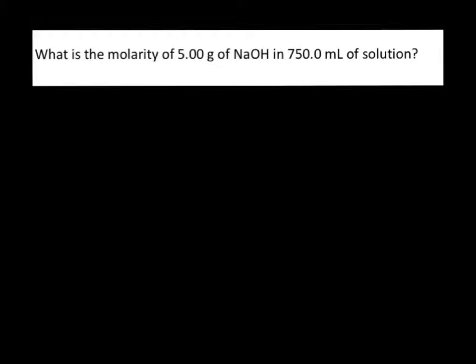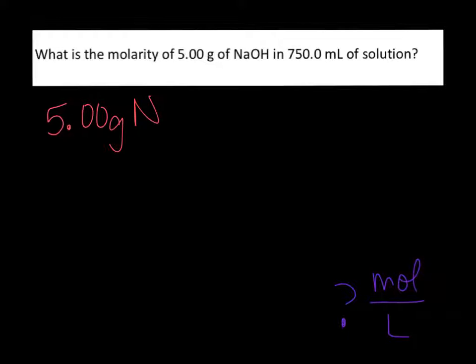Okay, so in this problem we've got 5 grams of sodium hydroxide that's dissolved in 750 milliliters of solution, and we're wanting to know what the molarity is. So the molarity is equal to the moles over liters, so that's really what we're looking for. We're looking for moles divided by liters. And I've got 5 grams of sodium hydroxide. And I've got 750 milliliters of solution.